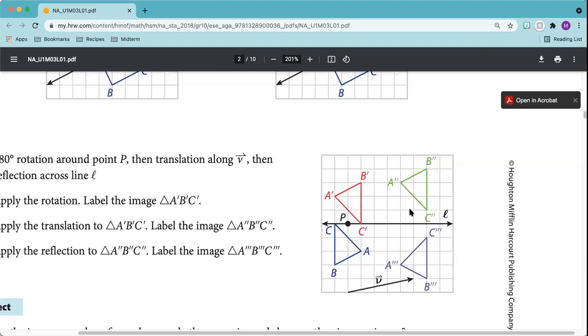So we have here A double prime, B double prime, C double prime. So this is after I've slid it along the vector. Then I'm going to reflect it across line L. So I reflect it, and there it is. A triple prime, B triple prime, C triple prime. Every transformation you do, you add a little line, okay? Make sense?